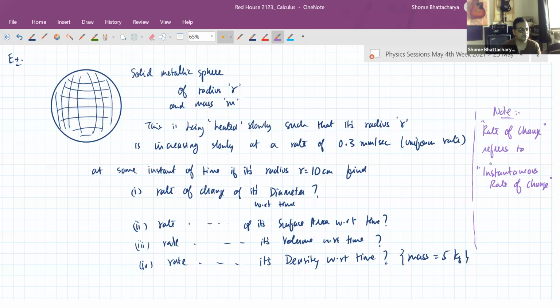So from that, for example, we have to find the rate of change of diameter, the rate of change of surface area, etc. We'll just use the standard formula for each of these quantities. For example, very simple, diameter is double of the radius. So that's the simplest of these.